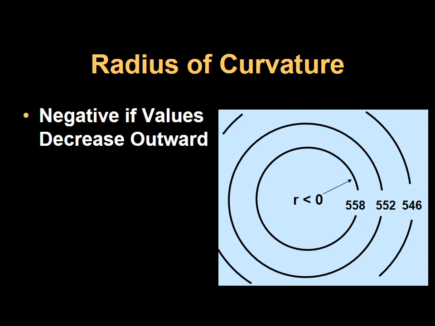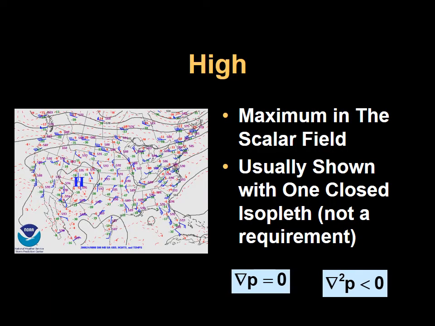And this is an important consideration. We'll use this in defining ridges and troughs. So first off, we're going to start with highs, and then we'll work our way into lows. There's some mathematics behind this. I put those at the bottom, but you really don't have to be concerned with that, except when you get to higher meteorological classes. If you take a senior level class, you will talk about this. But what a high is, by definition, is a maximum in the scalar field. The value is maximum. And usually there's one closed isopleth to define the high. In other words, there's a line that circles the high, as you can see on this map.